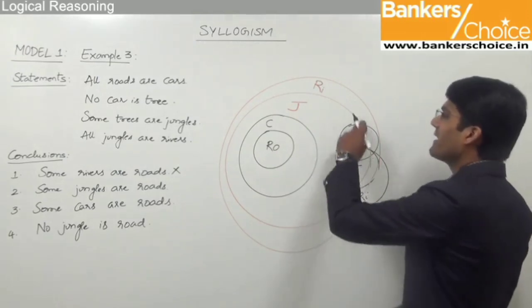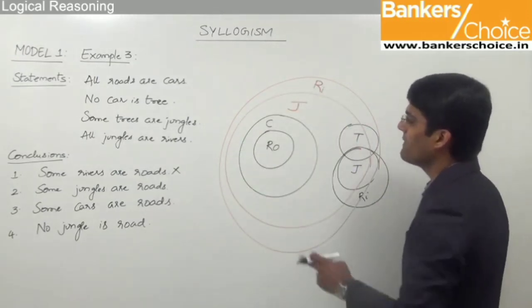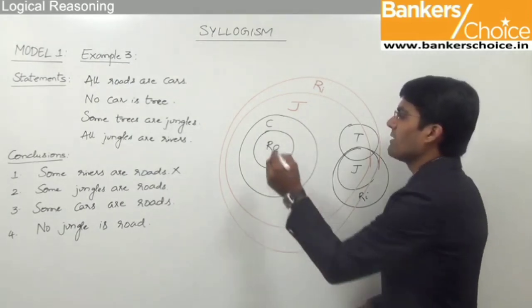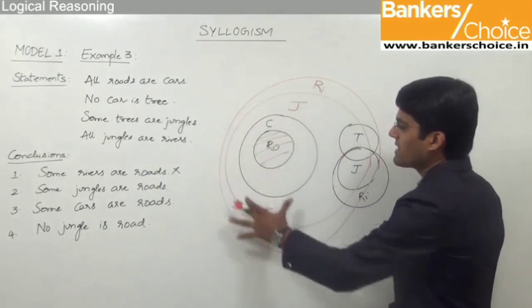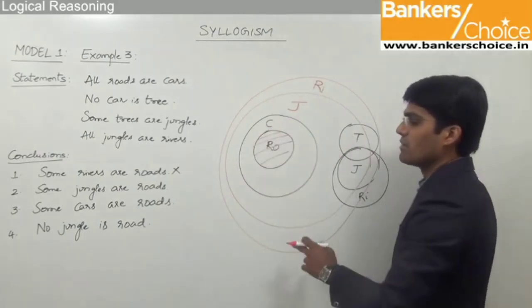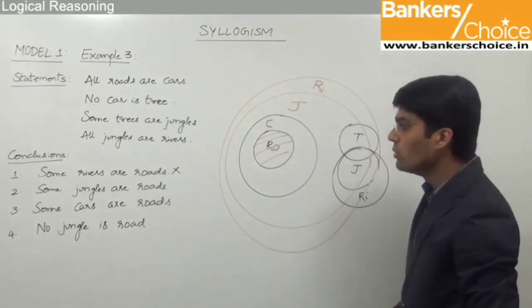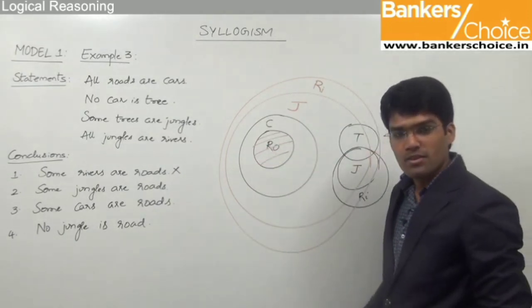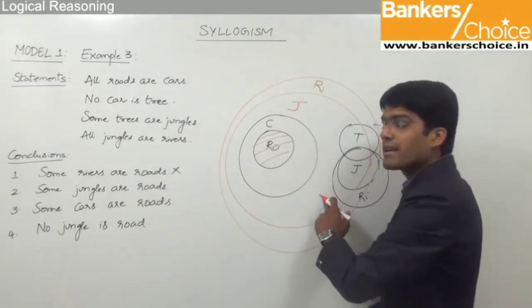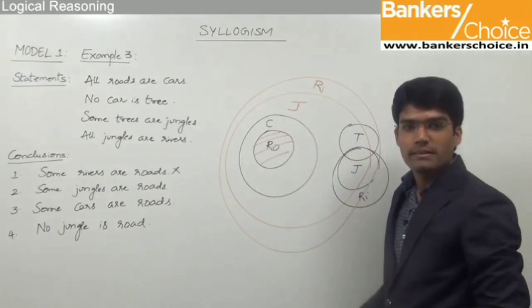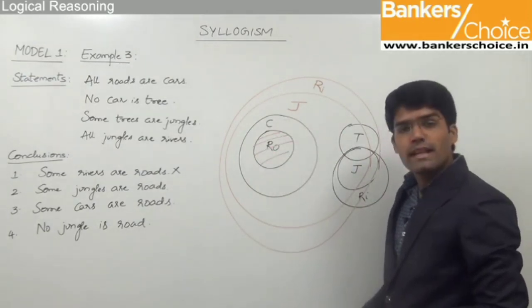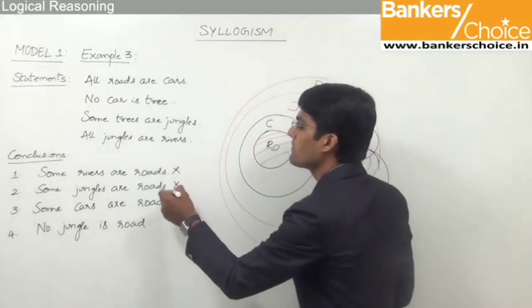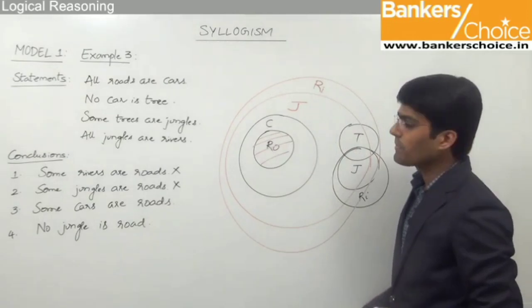But if we consider the red circle to be a jungle, we find that definitely some of the jungles are roads. We find that these are the jungles which are roads. Out of all the jungles here, these are the jungles which are roads. So we can say that conclusion number 2 fails in the basic diagram, but it follows the second diagram. So as such, it is false as per the basic diagram, but true in the second diagram. Now, as we know that a conclusion should follow all the possible diagrams, here we can say that even conclusion number 2 is false. Why? Because it fails in the basic diagram.